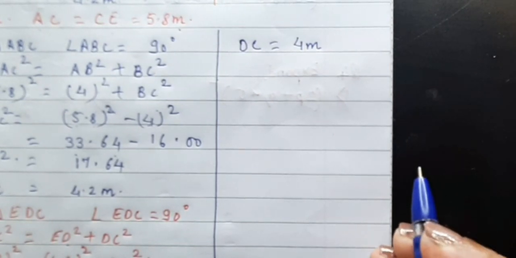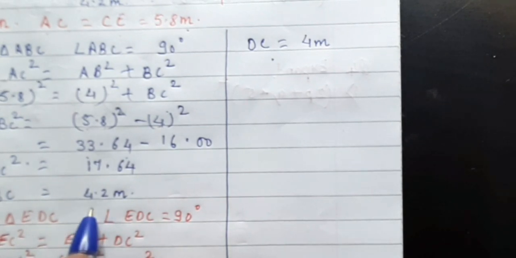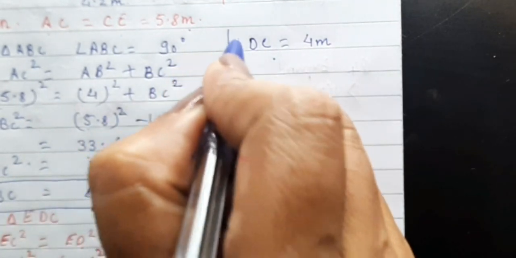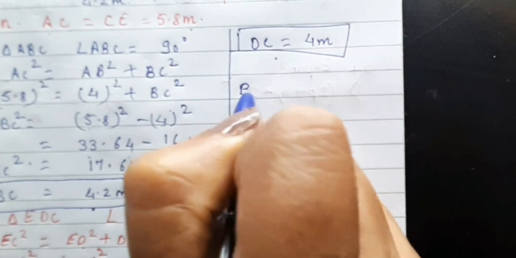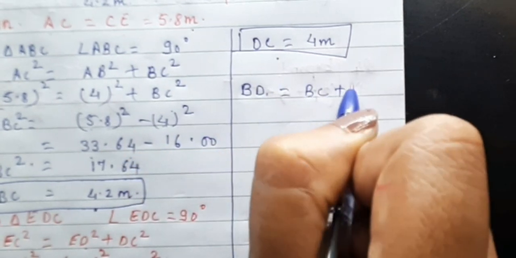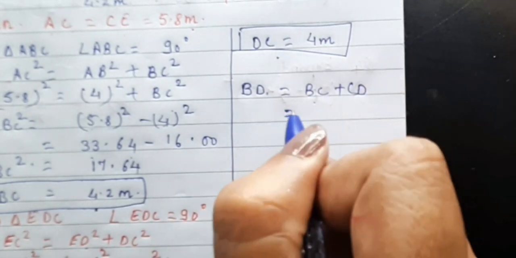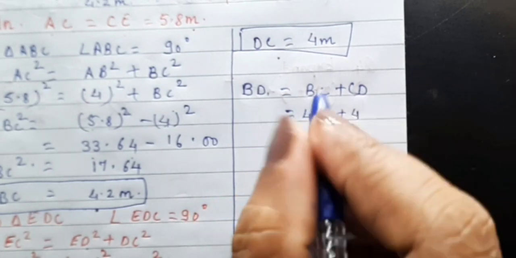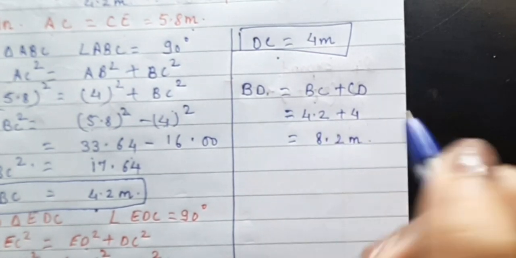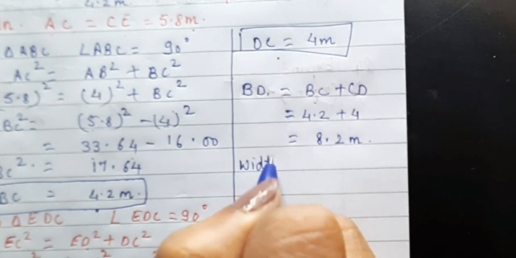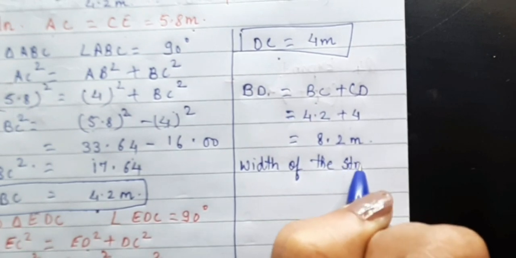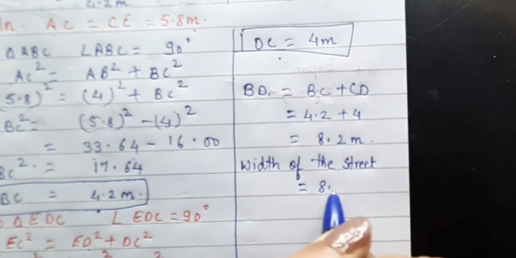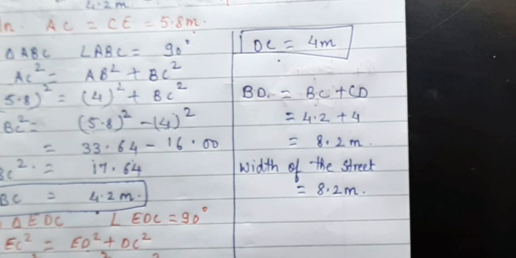So what will be DC then? DC is equal to 4 meters, right? DC is 4 meters. Now I have DC, I have BC. I'll just put a box over there so that it is clear to us. Now what we have to find out? We have to find out BD, that is equal to BC plus CD. BC is 4.2, plus 4, that will be equal to 8.2 meters. So the width of the street is equal to 8.2 meters. So here we end up with the first exercise. Thank you.